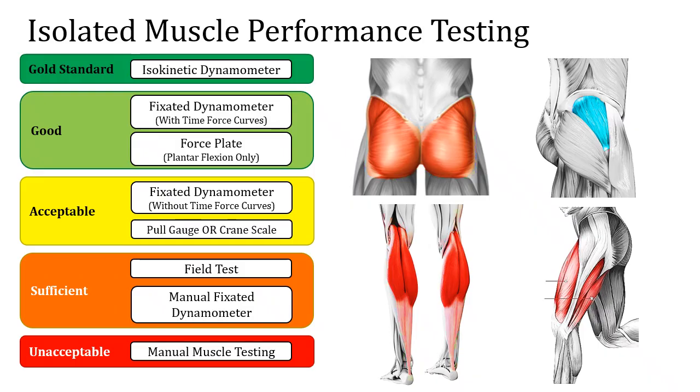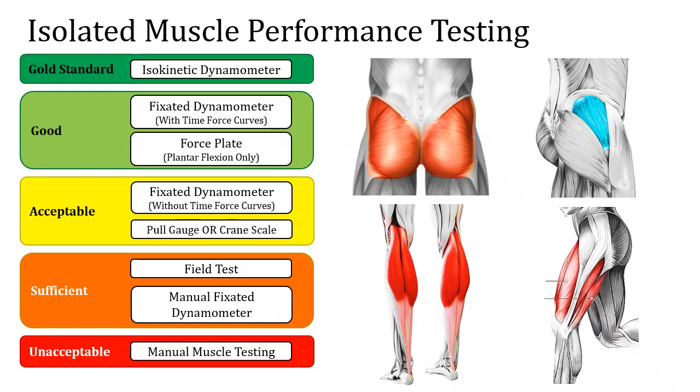In our good category, we have a fixated dynamometer with a time force curve. Ideally, the sampling rate, if we're going to get rate of torque development, needs to be 100 hertz, or 100 samples per second. Our force plates can do the job, but they are somewhat limited to certain muscle groups, most notably the plantar flexion. You could potentially make the argument that you could do it for knee flexion depending on the setup, but typically it's going to be more an isometric rig setup for your plantar flexors.